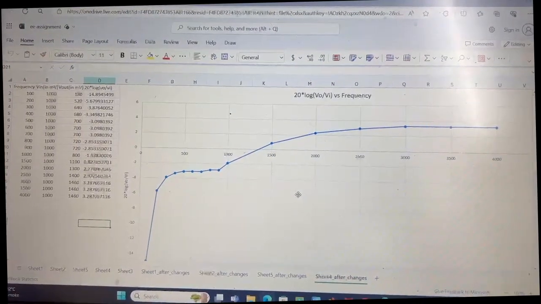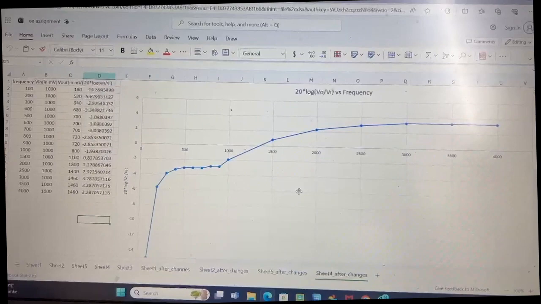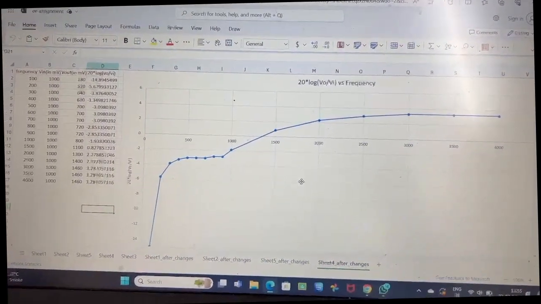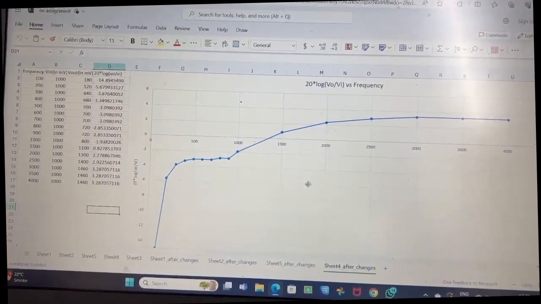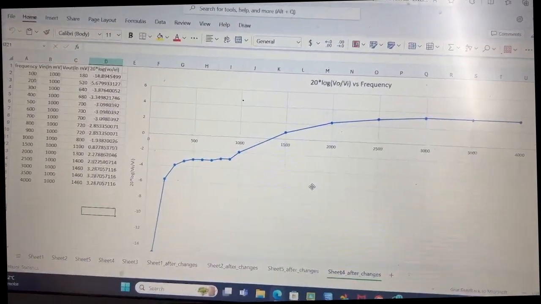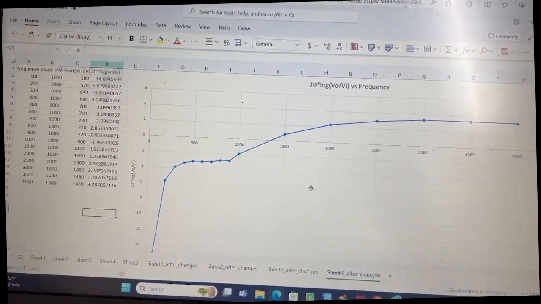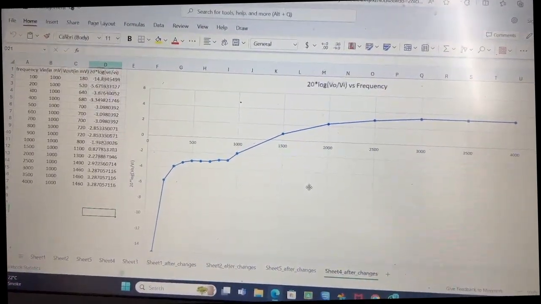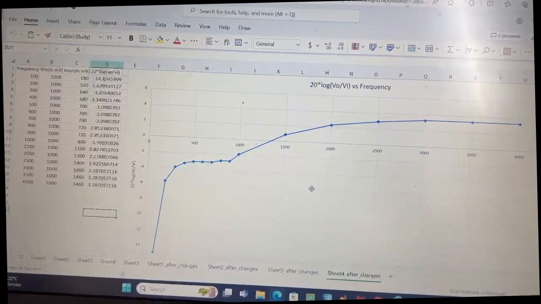And this is the data and graph of the differentiator circuit using a 2.7 kilo ohm resistor. Here we have plotted the graph between gain and frequency. We have changed the frequency from 100 to 4000 as we can see here, and the input voltage we have given is constant, which is 1 volt.